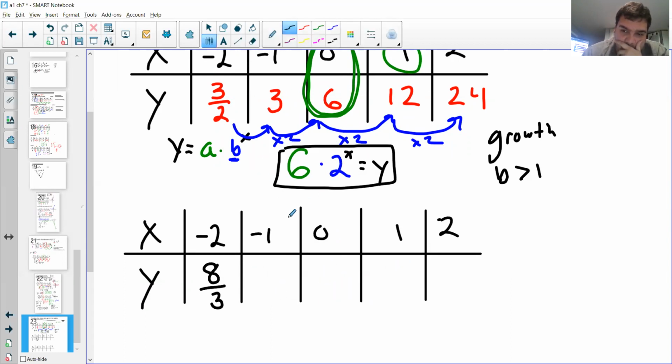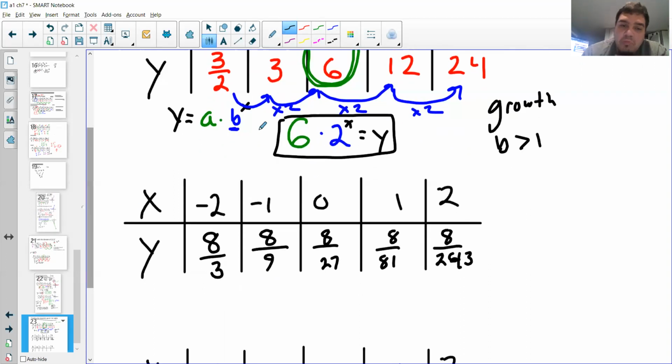So I want to prove something. If I did 8 over 3, let's do, okay, I'll make it easy: 8 over 9, 8 over 27, 8 over 81. I changed it like 200 times, my bad. Wouldn't it be 8 over 27 times whatever that number is?